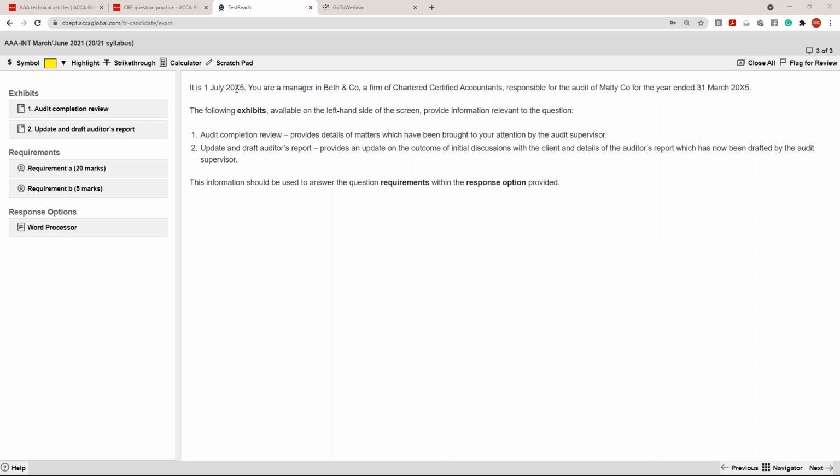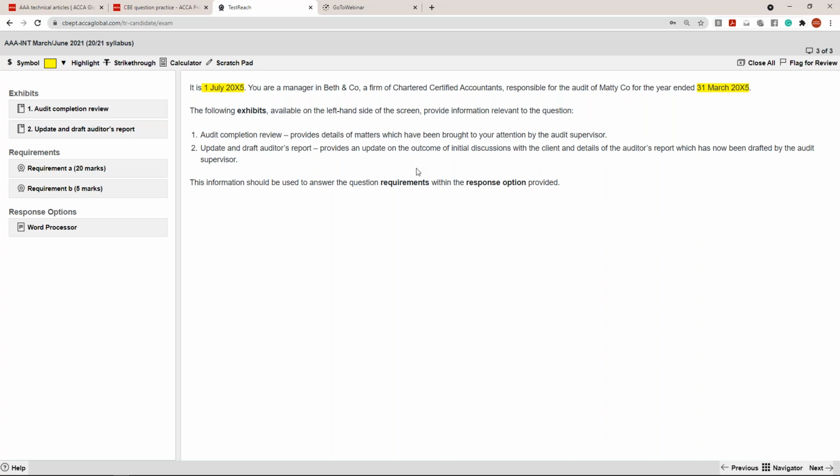It is the 1st of July. You are a manager in Beth and Company, a firm of chartered certified accountants responsible for the audit for the year ended 31st of March, right? So 31st March is the year end, and it is the 1st of July. It is the 1st of July 20x5. Look at the dates. It is a reporting and completion question. The year end is 31st March. We are standing after the year end. It is the 1st of July.